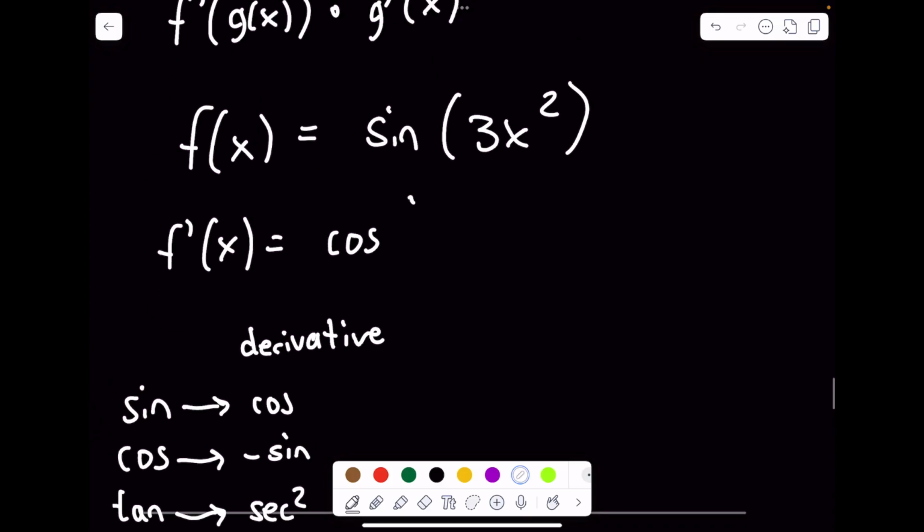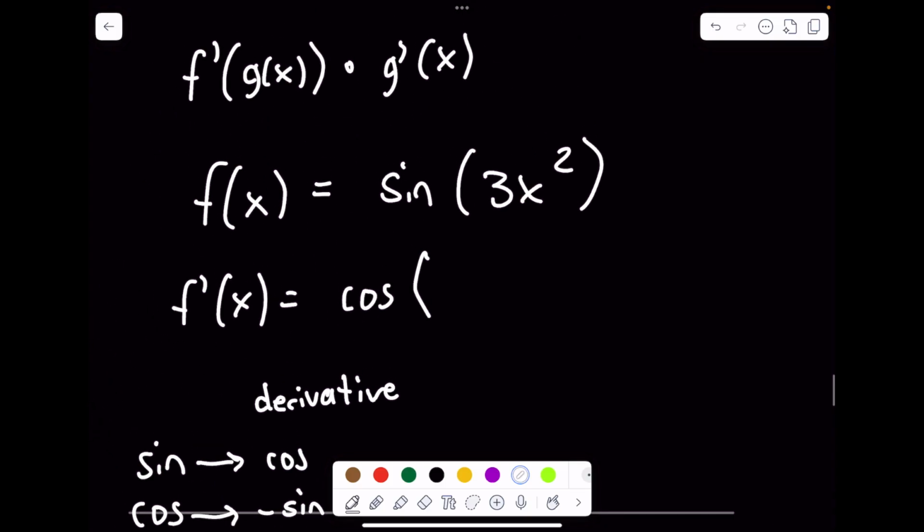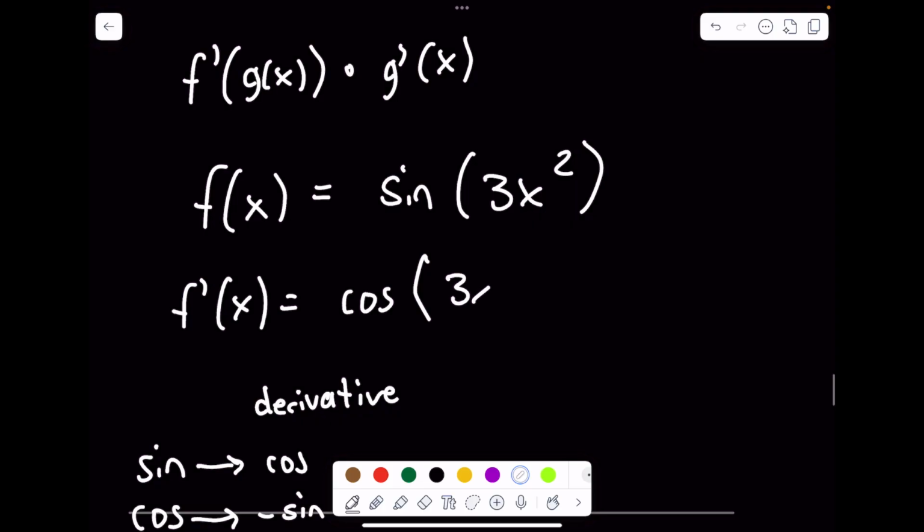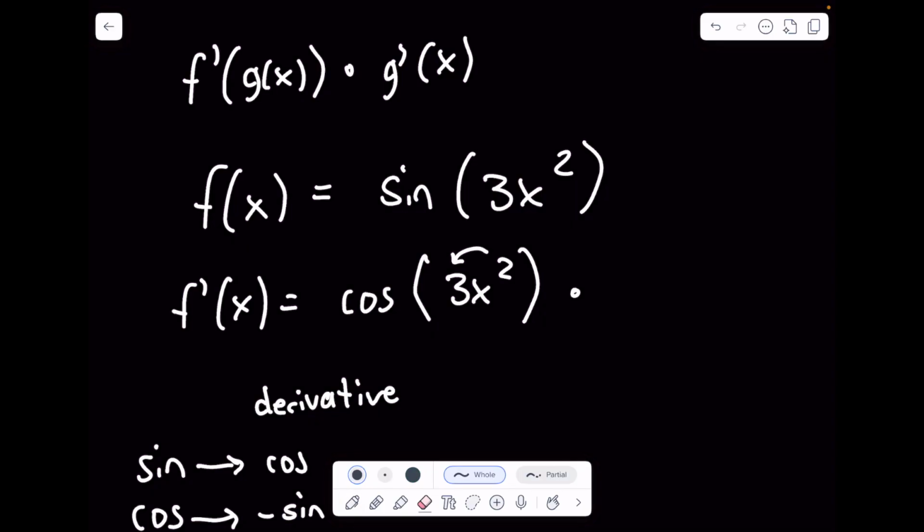So we get cos with the inner function unmodified, so 3x squared as the argument of the function. And then we multiply that by the derivative of the inner function. That would be the derivative of 3x squared. So you bring down that 2, multiply it by the leading coefficient.